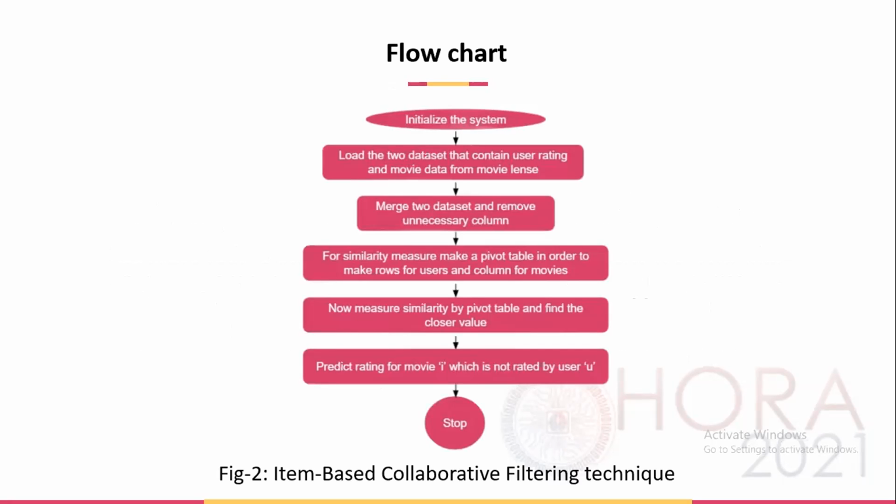This figure represents the implementation procedure of item-based filtering. So firstly, we loaded two datasets that contain user rating and movie data from MovieLens. After that, we merged the two datasets and removed unnecessary columns. And for similarity measure, we made a pivot table in order to make rows for users and columns for movies. Then we measured similarity using a similarity algorithm. Then we predict ratings for unrated items.